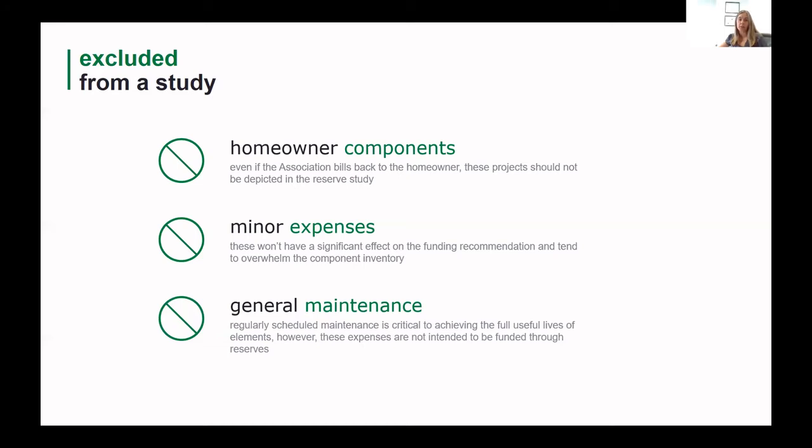So if there's anything that's regularly scheduled and handled on an annual basis, maybe that's like general maintenance of your landscaping or pool maintenance contract, we really don't want those included in the reserve study. These are for these less frequent, larger costs, not something that's annually or reoccurring. That should just be funded out of general maintenance or operating.